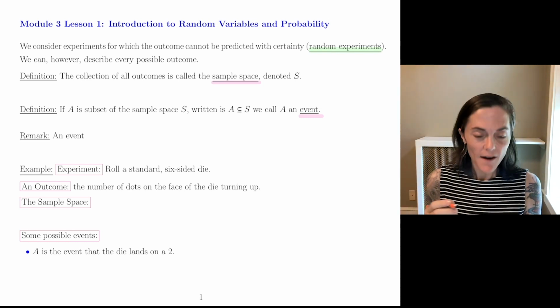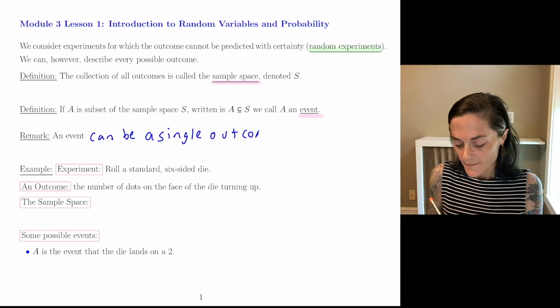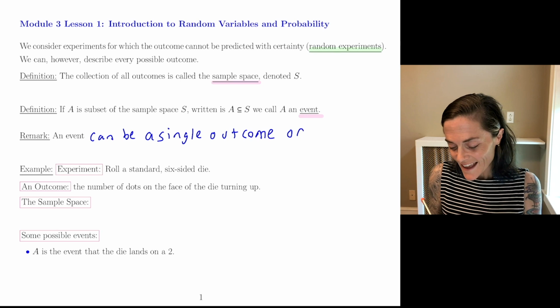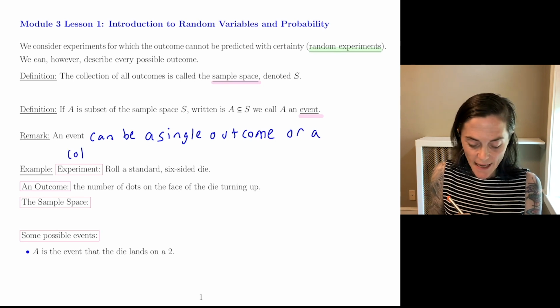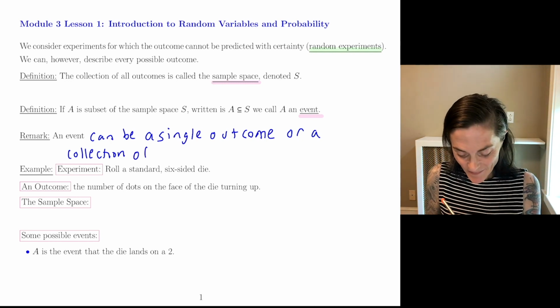Well, as a remark, an event can be a single outcome or a collection of outcomes. It's just some subset of the sample space.